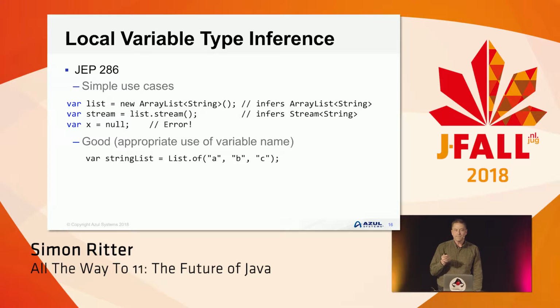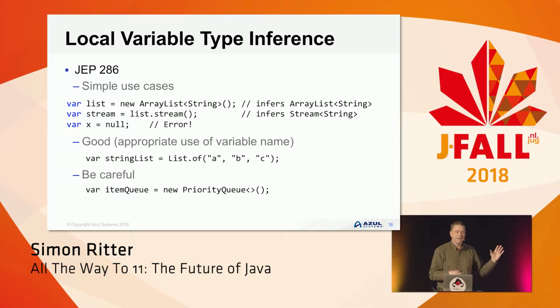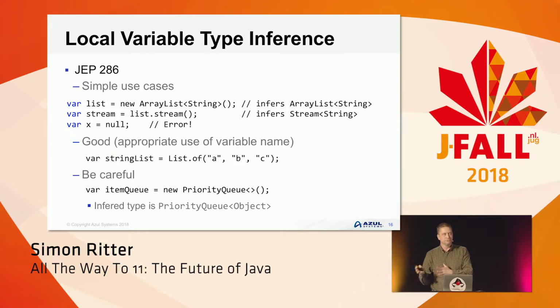Great. There are some situations that might catch you out a bit, so you need to be careful. For example, in this case, we're using type inference for the local variable, but we're also using the diamond operator to have the compiler infer the generic type parameter for us as well. Because we don't actually provide any information about that, the compiler will infer correctly for us that our PriorityQueue is going to be a PriorityQueue of Object. So nothing wrong with that. It's perfectly valid code. It will work. But just be aware that if you do use the diamond operator, you're going to get an Object rather than something else.